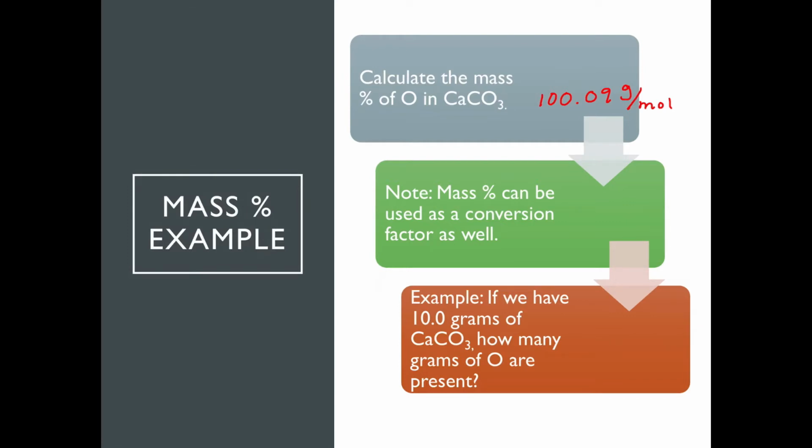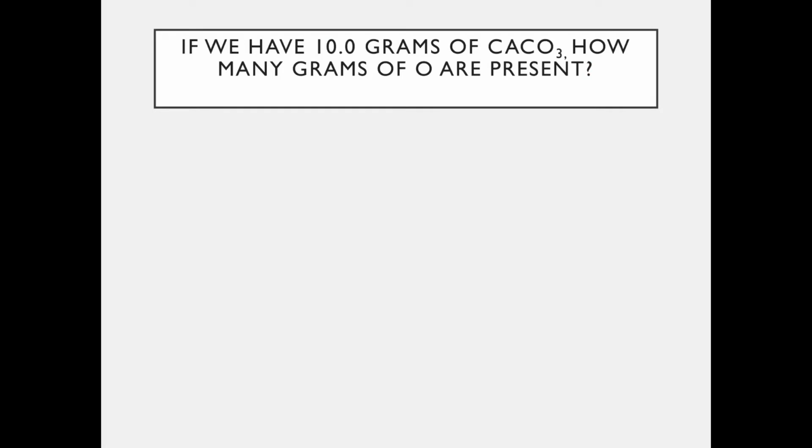We can use that mass percent as a conversion factor too. So in this example, if we have 10 grams of calcium carbonate, and we want to find out how many grams of oxygen are present, we can use that 47.96% of oxygen as a conversion factor. So there are actually two different ways to solve this problem. I'm going to show you both, but this first one we are going to do with the mass percent. So let's say we have 10.0 grams of calcium carbonate.